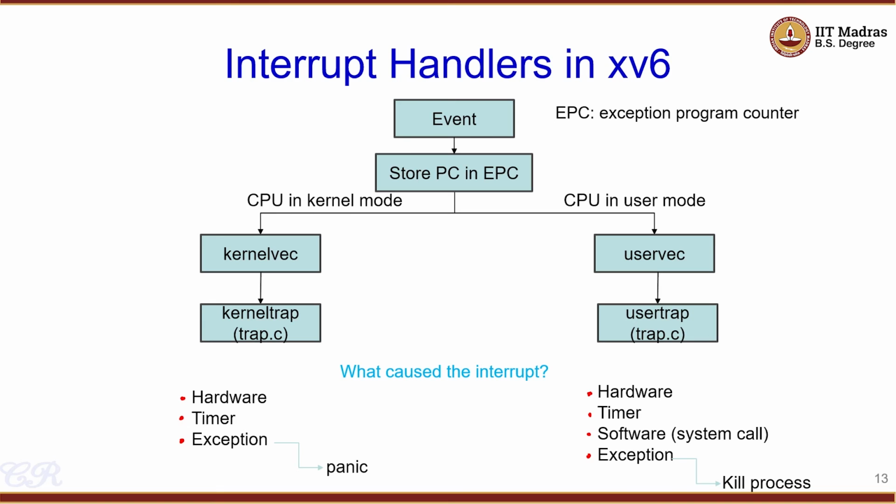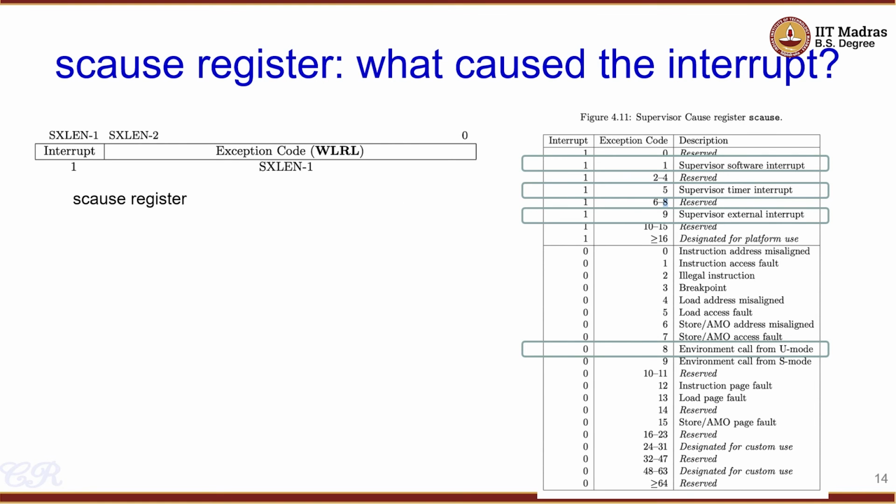How do we essentially distinguish between these various modes, whether the interrupt occurred due to hardware, the timer, the software, or an exception? This is obtained by reading from the SCAUSE register, the supervisor cause register. Recollect that the cause register would hold some code. This code is filled up by the processor, and it indicates the cause for that particular interrupt, whether it was hardware, a software interrupt, an exception, and so on.